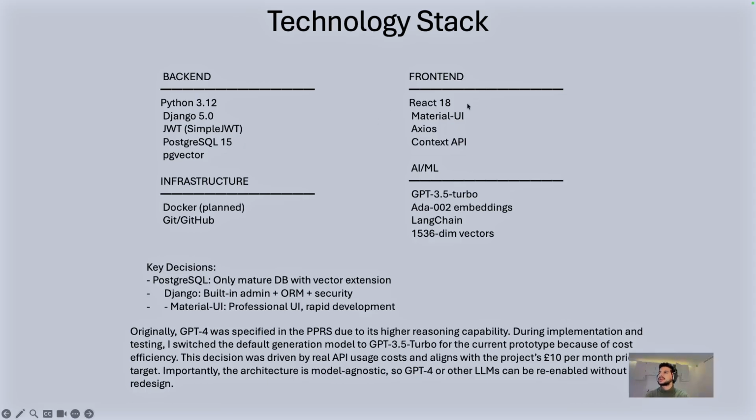For the front end, you can see I use React 18, which has Material UI for easy design, and Axios, which makes API endpoints and HTTP requests safe. And for AI or ML, I used GPT-3.5 Turbo for now for testing, which costs about 2 cents per 1,000 tokens. And ada-002 for embedding, LangChain for document chunking, and 1536-dimensional vectors for saving the documents.